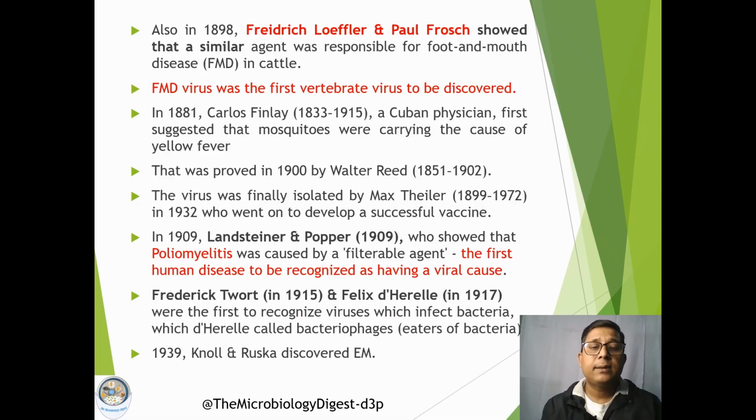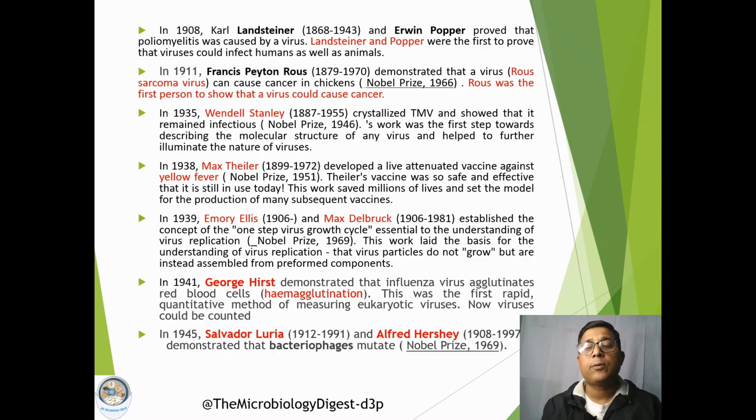But still, till that time, viruses were not visible by the microscopes available. So in the year 1931, Knoll and Ruska developed the electron microscope, and after the discovery of the electron microscope, the study of viruses, or understanding the virus structure, was taken up by a different group of scientists, and many discoveries were made on viruses.